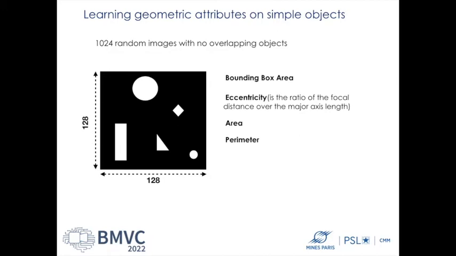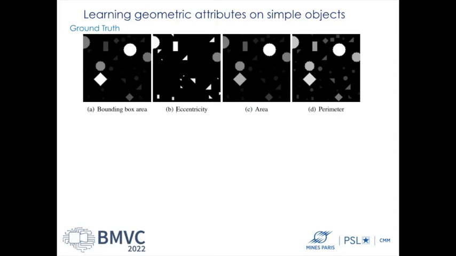We have used 4 attributes: the area, the perimeter, the area of the bounding box, and the eccentricity. So we have generated more than 1,000 random images with random positions of the shapes and random sizes, and we have trained models to predict these 4 values per shape. An example of this ground truth is the first row presented here, and the value is normalized between 0 and 1 using the maximum and minimum value of the entire generated database.